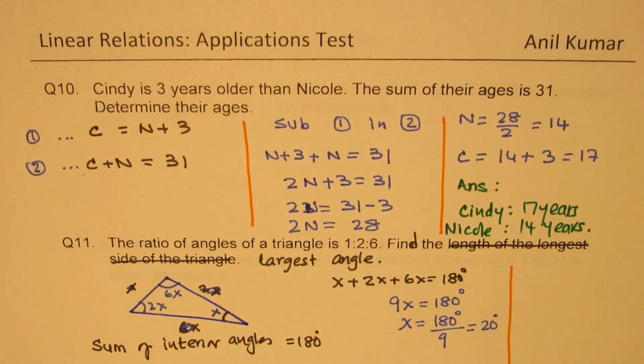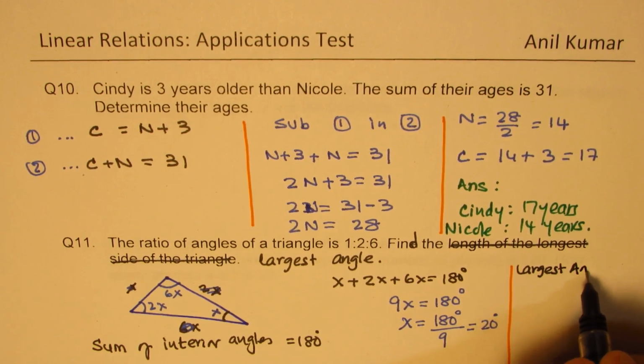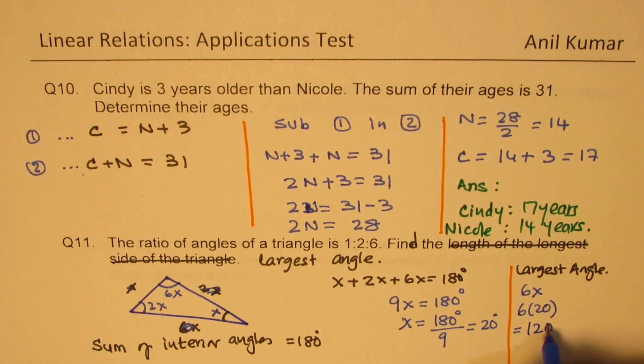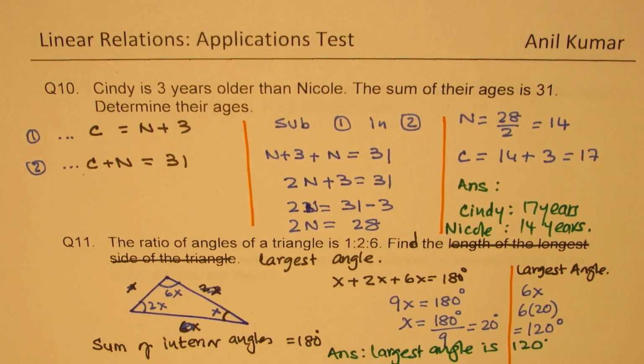So we can write down the largest angle is what? The largest angle is 6x. So it is 6 times 20, which equals 120 degrees, correct? So that becomes the answer. So we write down the answer here: 120 degrees. Okay, sorry for this typing error that created a confusion in even making the sketch, correct? So the question here is that the ratio of angles of a triangle is 1 is to 2 is to 6. Find the largest angle, correct?